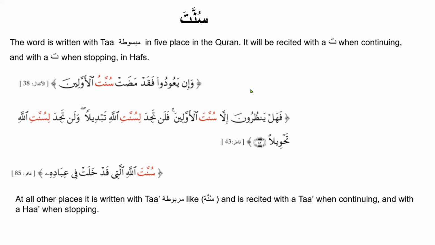The next word is sunnah. The word is written with ta mabsuta in 5 places in the Quran, and we will recite the word with a ta along with the accompanying vowel when continuing, and with the ta sakina when stopping in the recitation of Hafs. For example, in continuation, we will say sunnatul awwalina, and upon stopping at the word, I will say sunnat.